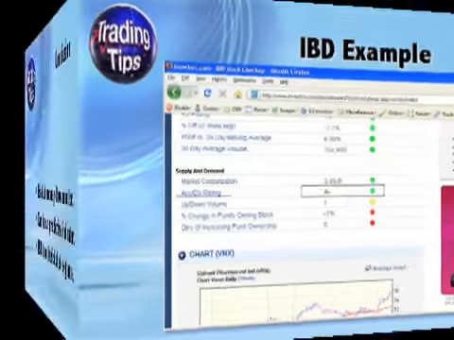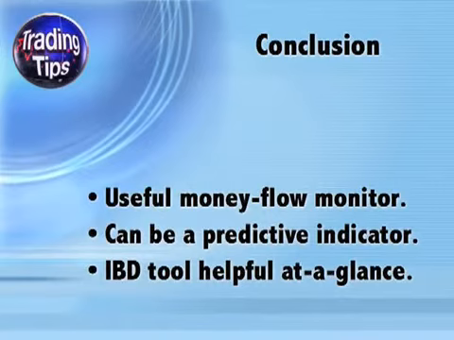In conclusion, the accumulation distribution line is a useful money flow indicator, perhaps better than MFI itself because it's better at being a predictive indicator. Similar to the accumulation distribution line, IBD's accumulation distribution rating is a great tool for viewing a stock's approximate accumulation distribution at a glance.